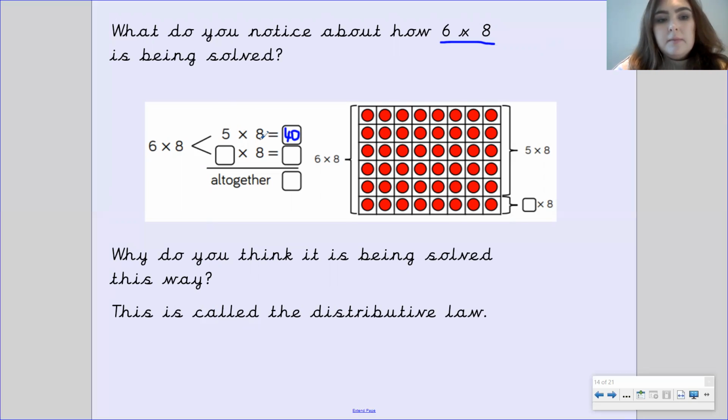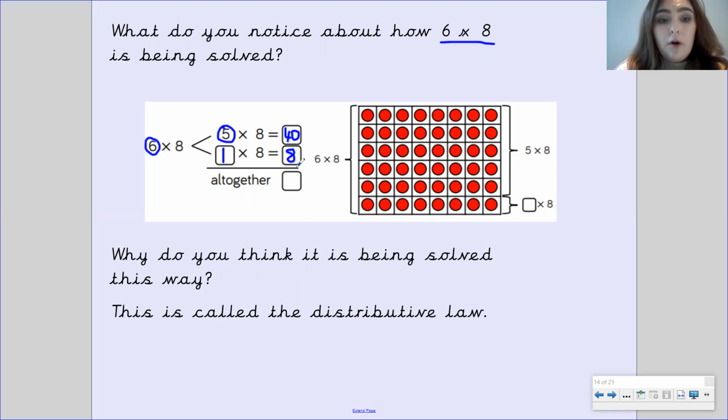So we've got 5 times 8 here, but what would go in our box here? If this number is 6 and this number is 5, what would go here? Have a think. Well done if you got 1. So it's 1 times 8. So 1 times 8, we know, is 8. Now we need to work out what it is all together. So what do we need to do with these 2 numbers? Pause the video to have a think.